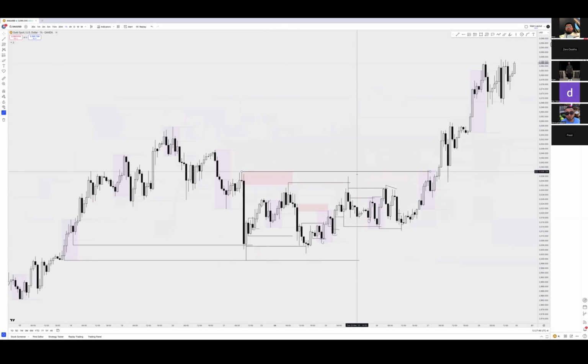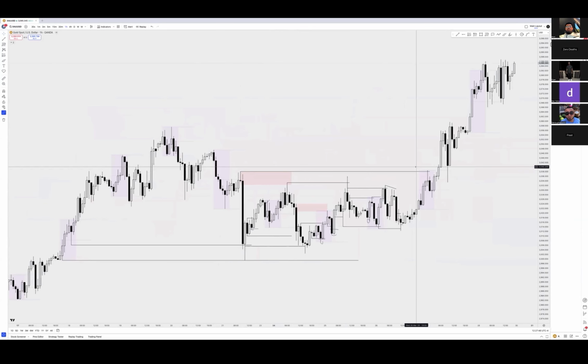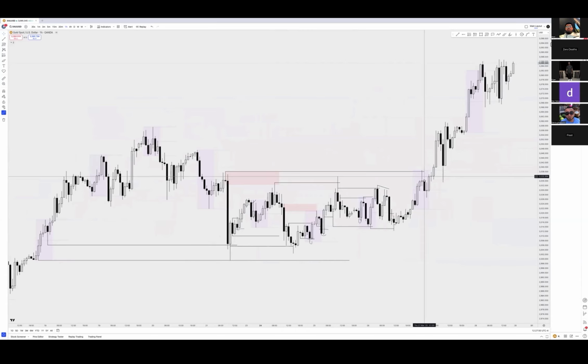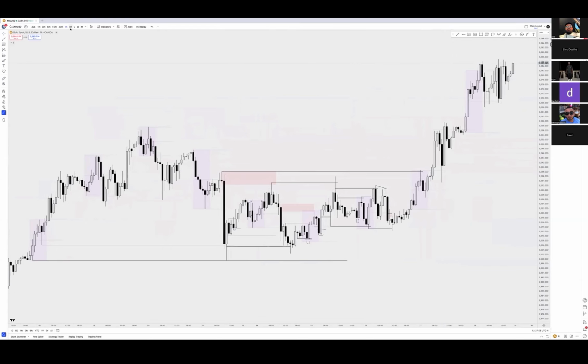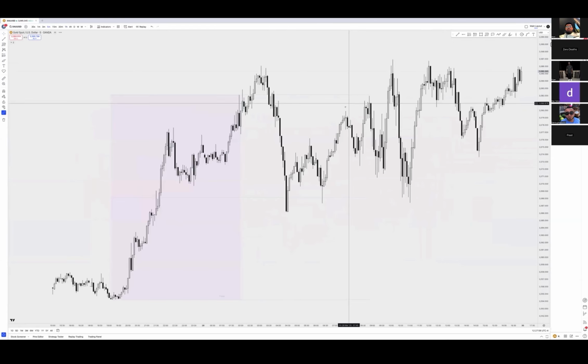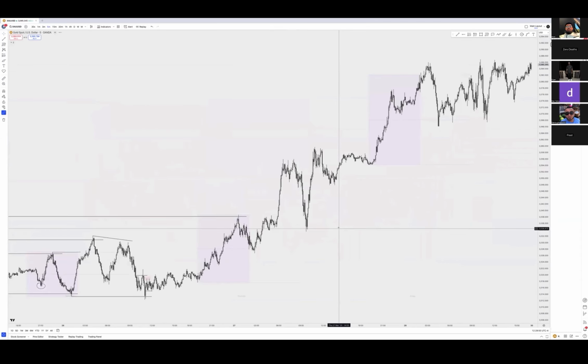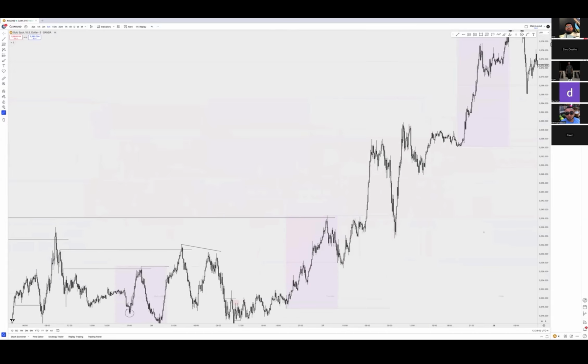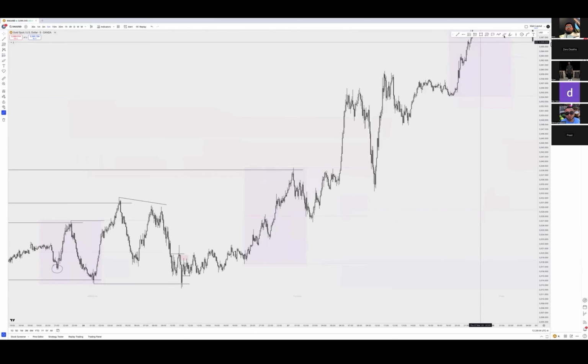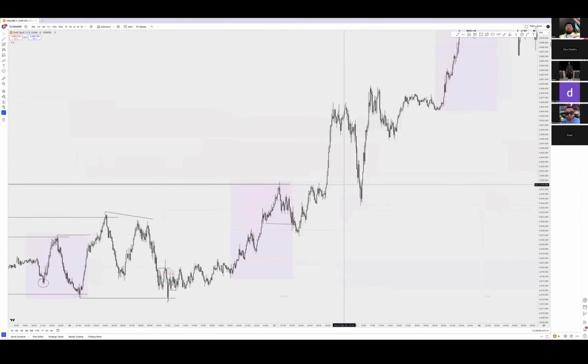Yeah, basically this high. As soon as that high got taken out, this was during Asia. You can see it comes lower. As soon as the high gets taken out, it comes lower, takes this out, and then starts moving to the upside.